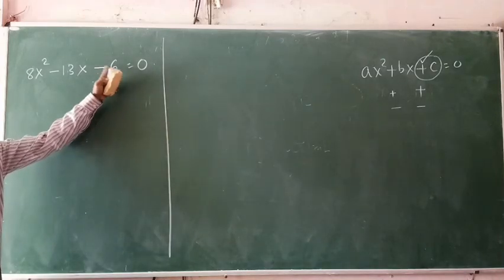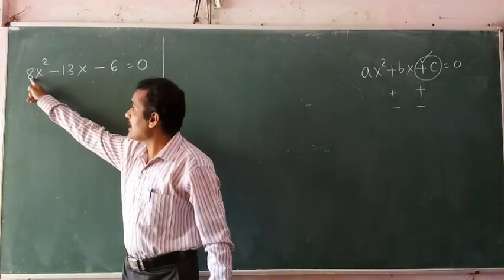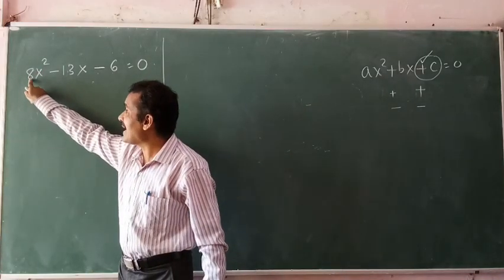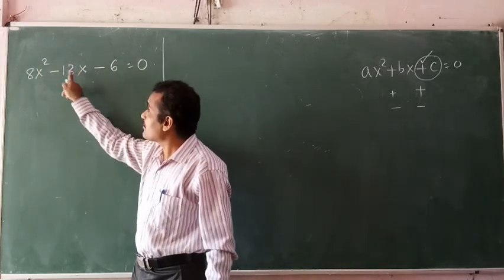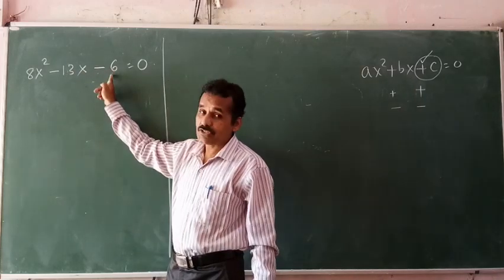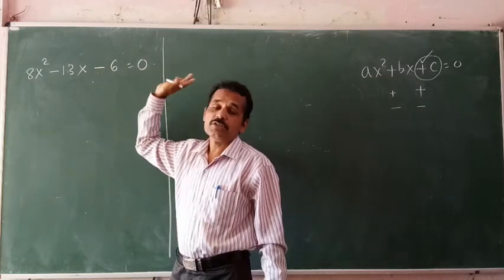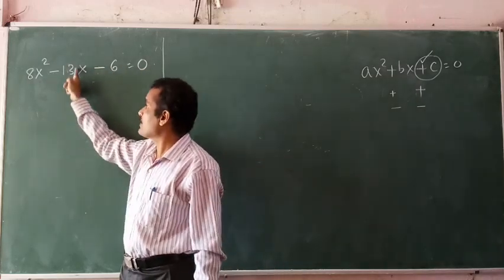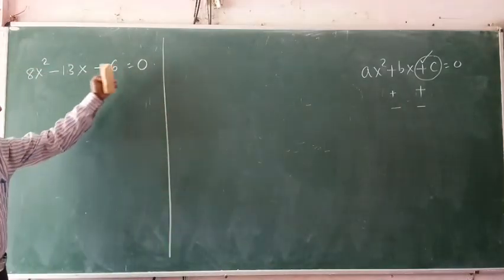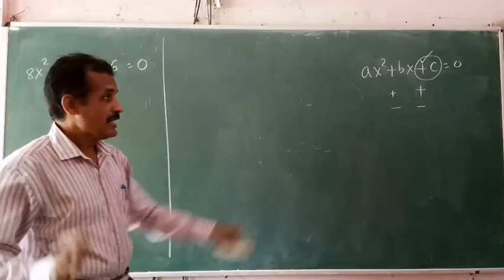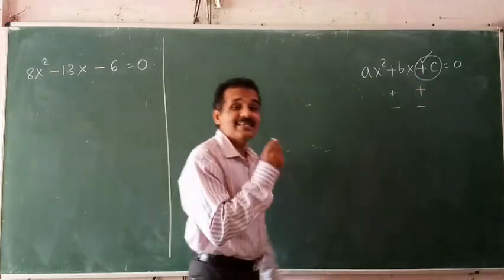See, the sign of the constant. My dear children, whenever there is a quadratic equation, you should say like this. This is called the coefficient of x square, that is ax square. This is called the coefficient of x, and this is called the constant. ax square plus bx plus c is equal to 0. Now the sign of the constant is negative. See, in my earlier day the sign was positive. Now the sign is negative.